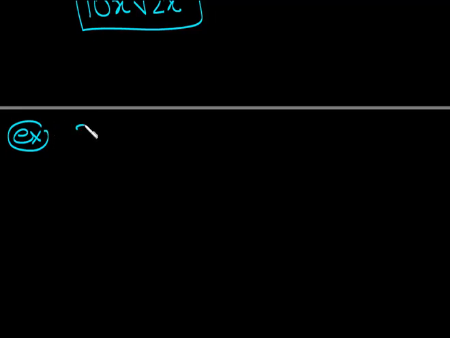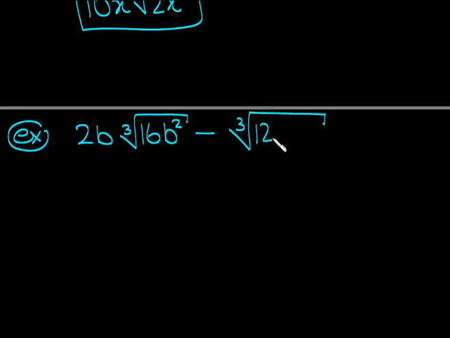Let's say I have 2b times the cube root of 16b squared minus the cube root of 128b cubed. Let's make it b to the 5th. I'm subtracting two radicals. The only way I can subtract two radicals is if they're exactly identical. So I need to maybe reduce these first. So let's do that.